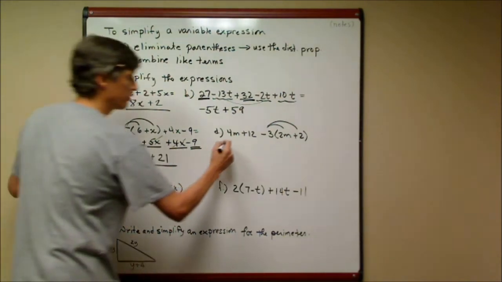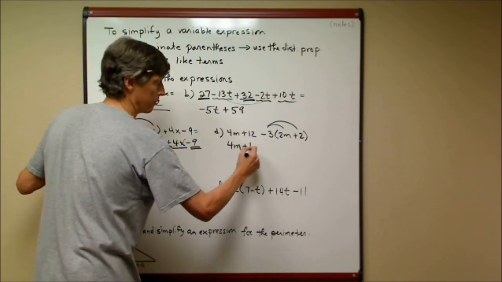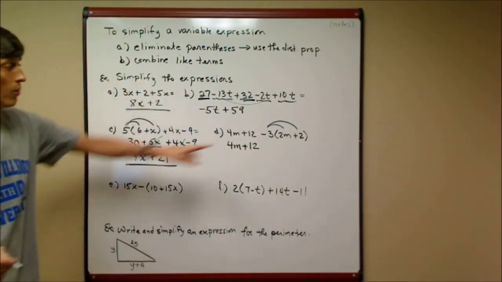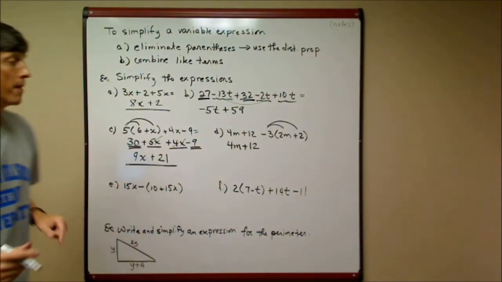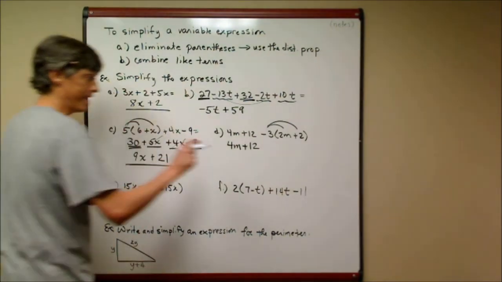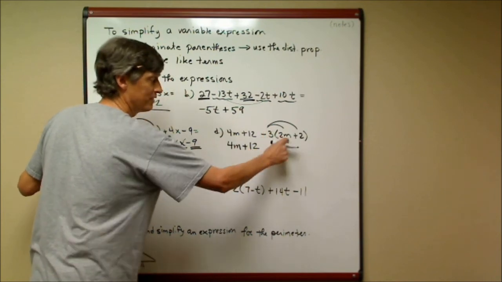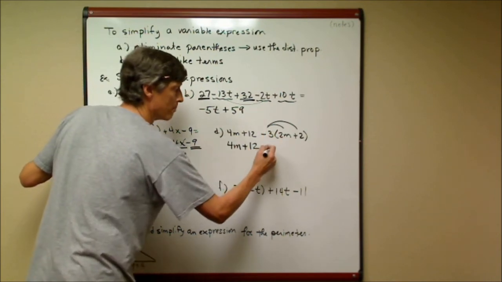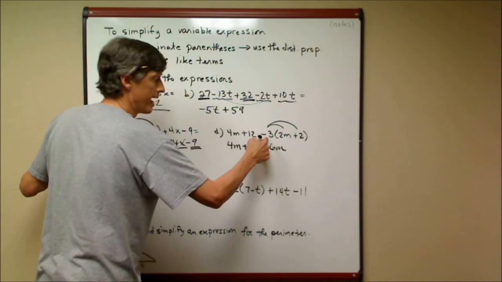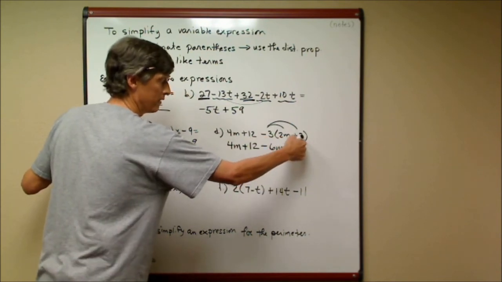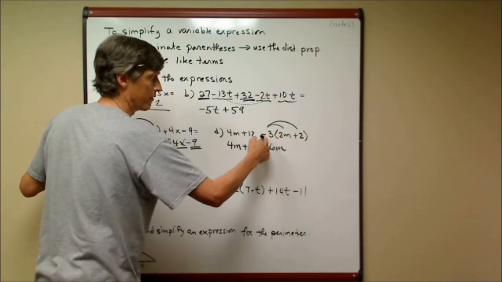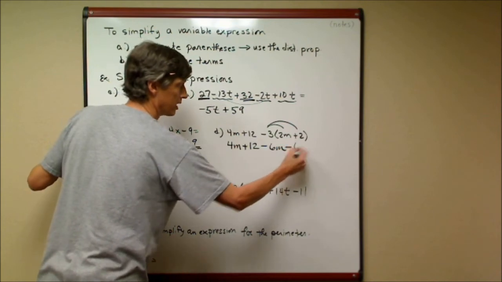So when I distribute here, the first part I don't distribute, that's just 4m plus 12. When I distribute here, I'm not multiplying by positive 3, I am multiplying by negative 3. Negative 3 times 2m is negative 6m. I'm going to write minus 6m. Negative 3 times a positive 2. Negative times positive is negative, that's a negative 6. I'm going to write minus 6.